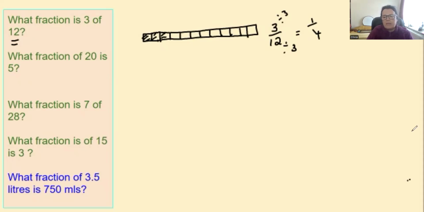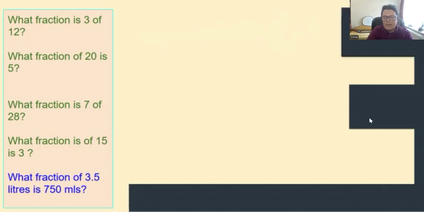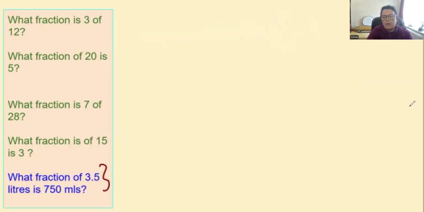Let's have a look at the second question. I've changed the wording a little bit. I've swapped it around because we're building up to the question here. What fraction of 20 is 5? So this time, what is our amount? Last time I had the amount at the end, but this time I have the amount first. What fraction of 20 is 5?